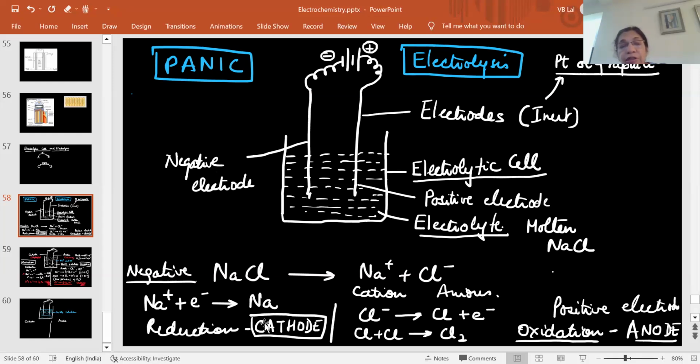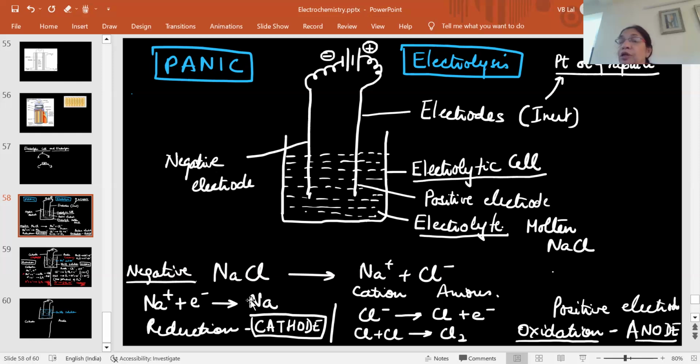So at the negative electrode, what happens? The positively charged ions will move towards the negative electrode. And why is it negative? Because from the battery, the electrons are coming in here. So this positively charged sodium ion, which is a cation, accepts electrons. It gains electrons and changes into sodium, and sodium is what gets deposited at the negative electrode.